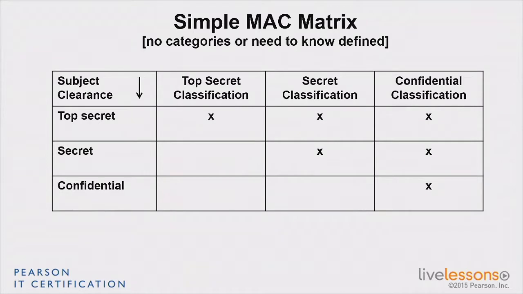So if I have top secret clearance, well, I can get to top secret classification data. I can also get to secret and to confidential because my security label is equal to or greater than. You'll notice if I have secret, though, I cannot get to top secret information. I can get to secret, and I can get to confidential. And if I have confidential, I can only get to confidential. Now, again, this is a very simple matrix. We're not taking into account here categories or need-to-know definitions.